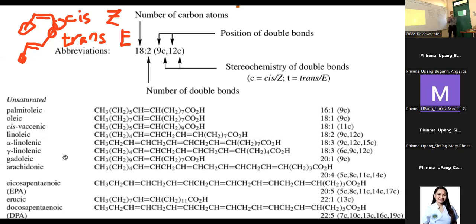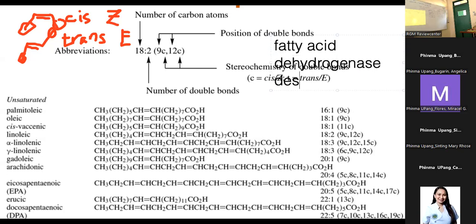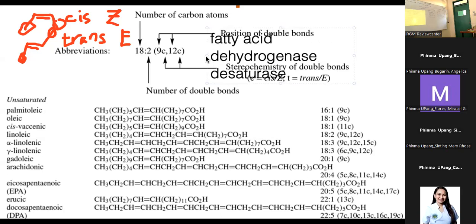Now, when it comes to the double bonds, it's the fatty acid dehydrogenase, or delta 9 desaturase. Sulat ko rin to sa board. Hold on lang a moment. These enzymes, malapit na tayo matapos. Kailangan ko lang i-type siya dito sa board. So fatty acid dehydrogenase or desaturase. These enzymes are responsible for introducing the double bonds in the molecule.